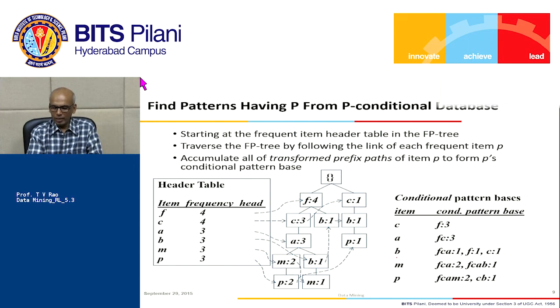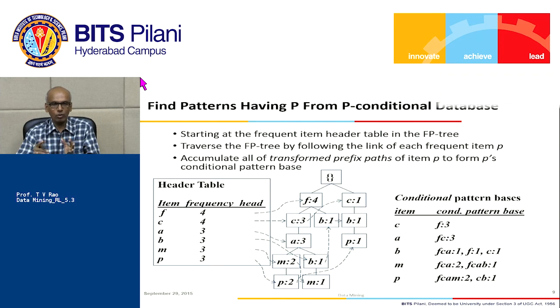Similarly, when we come to B, we realize that B is occurring once with C, so we cannot have a frequent item set here. Similarly, FB is once, so we are not going to have a frequent item set there. And FCAB is occurring once. So what it means is that with B, we may not be able to get frequent item sets. Depending on the minimum support, we are going to get different frequent item sets, but we are able to get them in a very compact form.